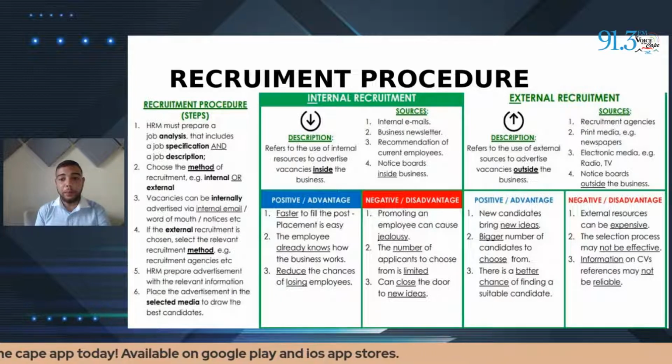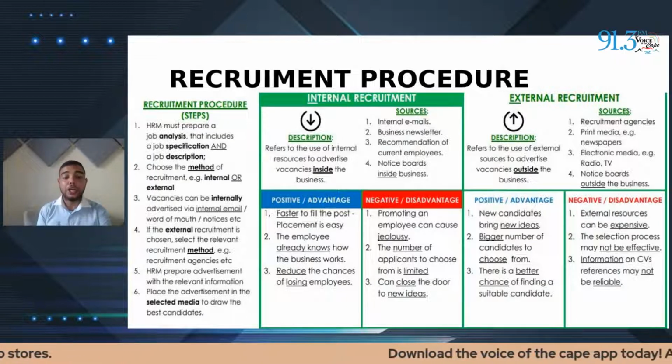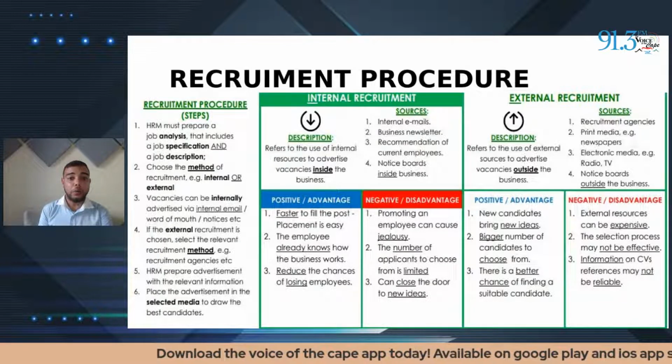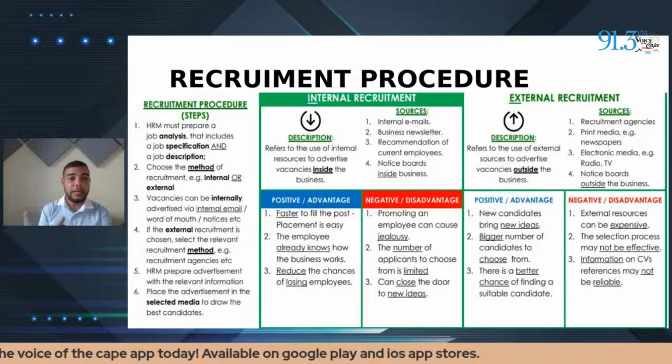Before we move on to there, please know the advantages and disadvantages of internal and external. Know at least one bullet of each, as this will help you to identify what internal and external recruitment is.